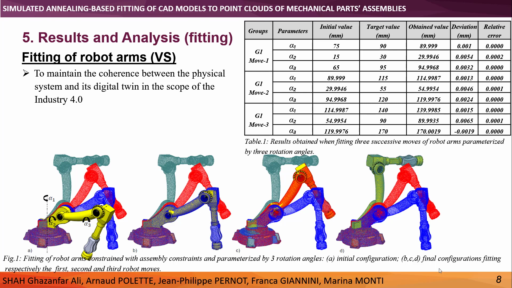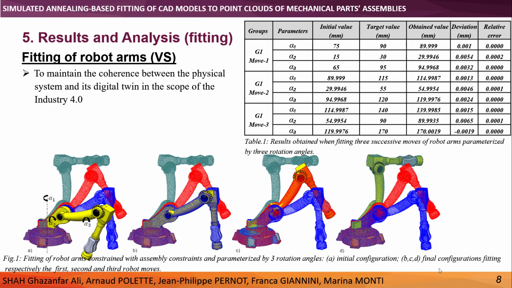This example is a bit different from the last one, where here we are not actually updating the CAD model or recovering the CAD model, but we are updating just the assembly, using assembly constraints to track different positions. The robotic arm is supposed to stop during the update of its digital twin. So the idea is to track different positions using our optimization process.